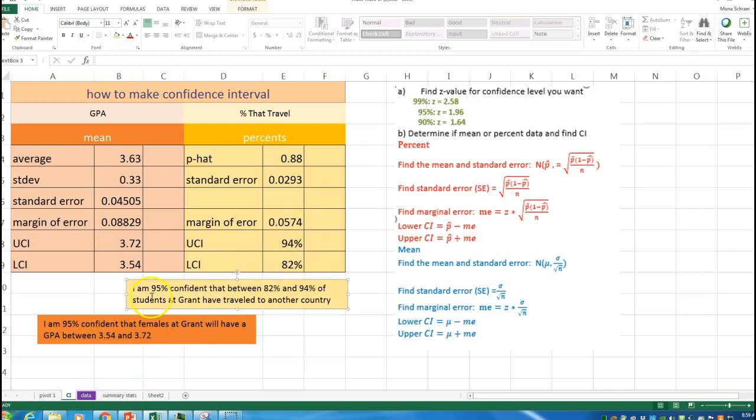All right, and so I now can say I'm 95% confident that between 82% and 94% of students at Grant have traveled to another country. I hope that was helpful.